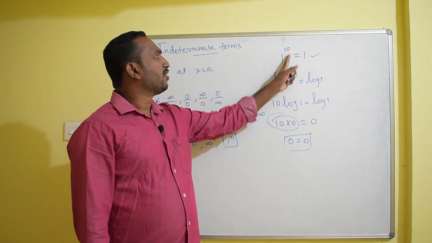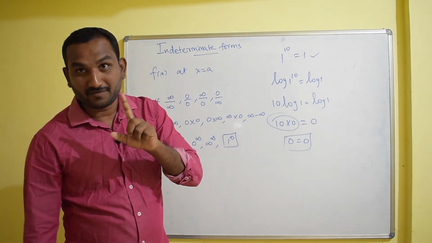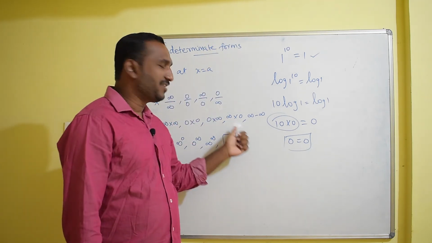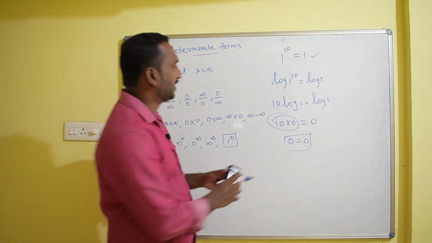If you take any value, 1 power 100, 200, 300, 1 crore, 2 crore, or whatever it is, except infinity, because we want to verify that, because they said that it is the indeterminate form. Now we verify it. Correct?